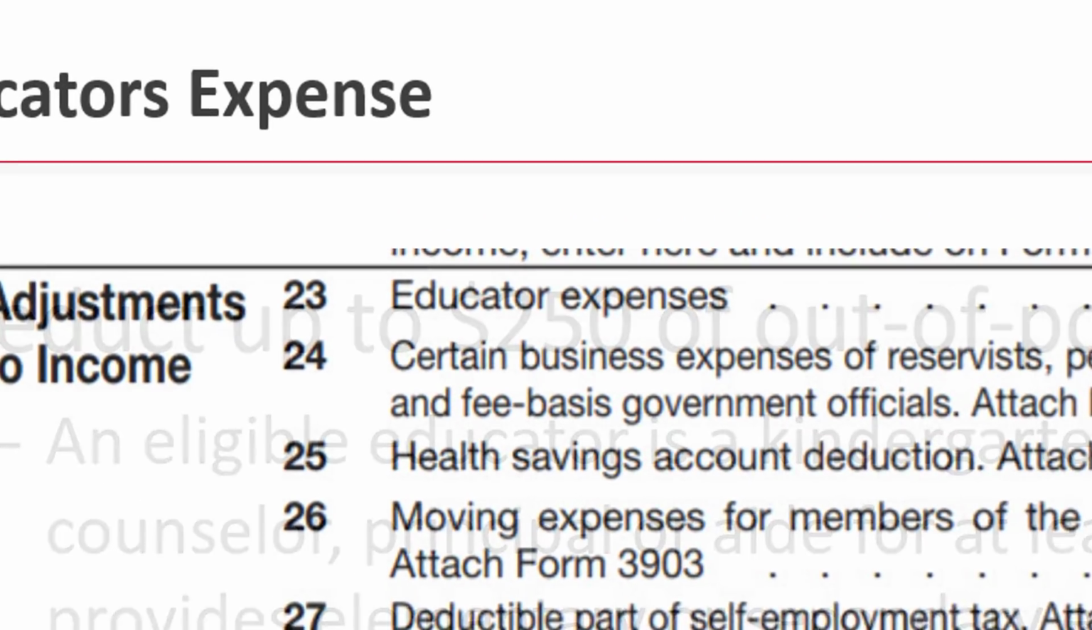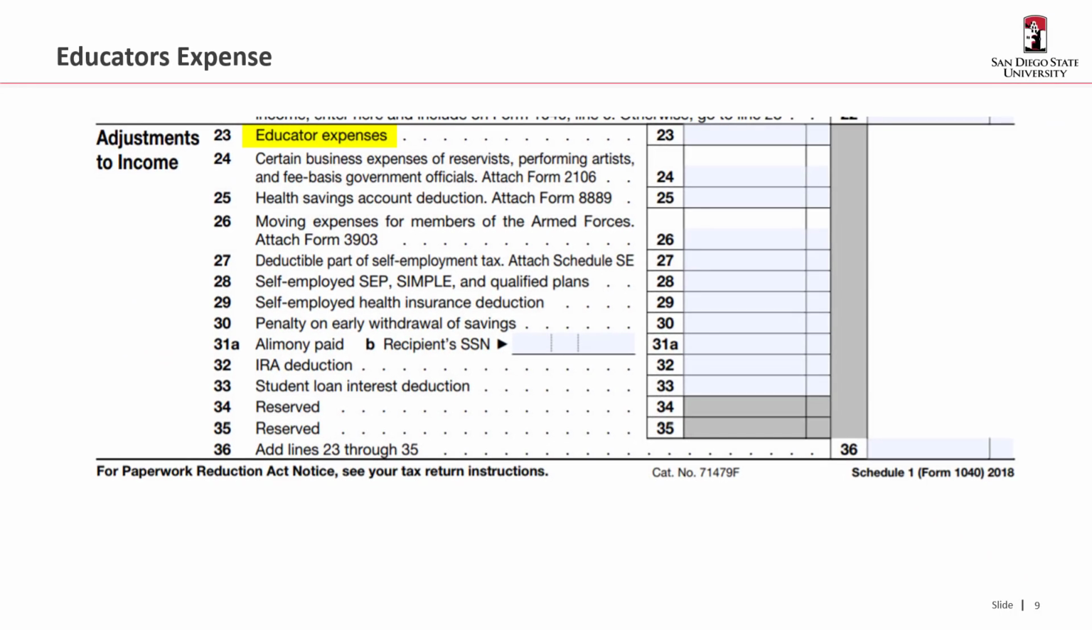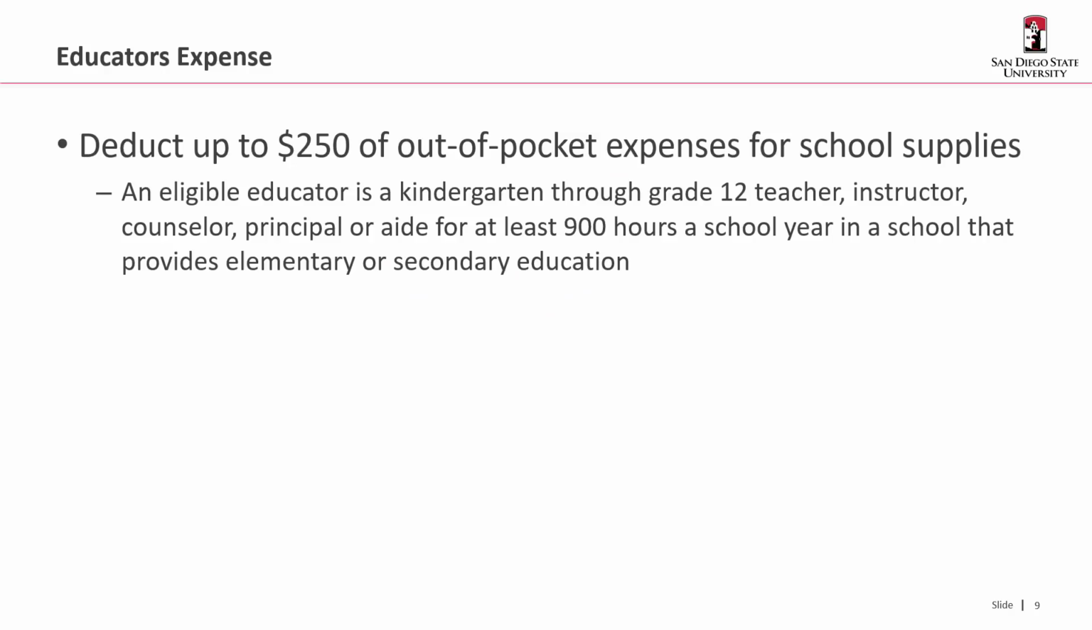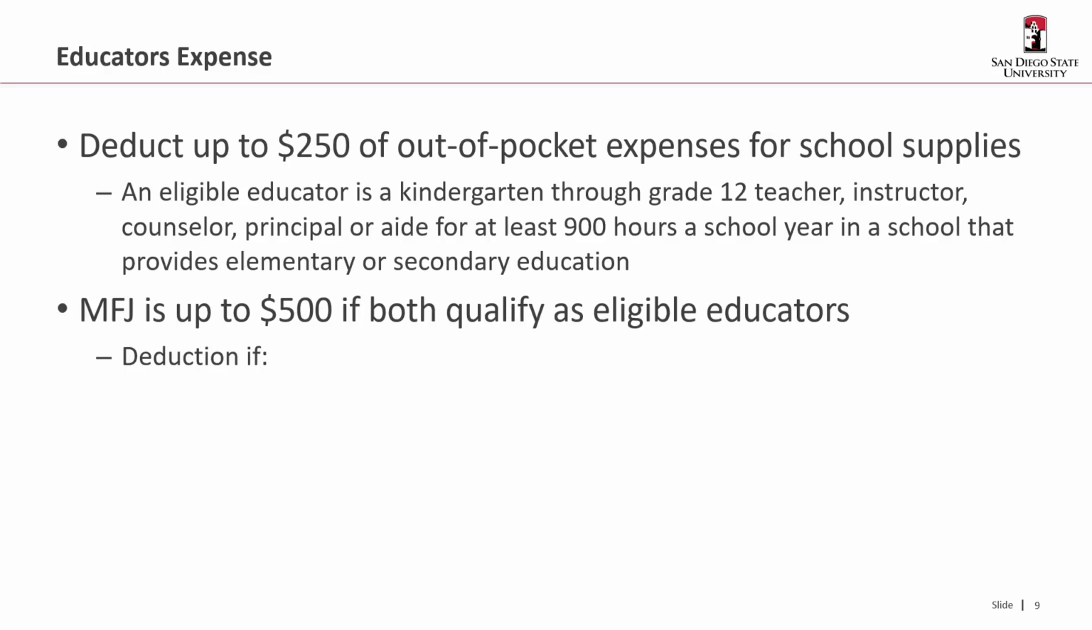This is a for AGI deduction. So the idea is, look, if you're a school teacher and you spent $250 out of your own pocket for supplies, you can deduct them. And it really doesn't matter. That's true if your spouse makes $1 billion. It's true if you're single. And it's true if your spouse makes no money at all, right? So it's not contingent on the amount of income you have, right? It's not contingent on your ability to pay. So if you're married filing joint, then you can deduct up to $500, but both spouses need to qualify as eligible educators.